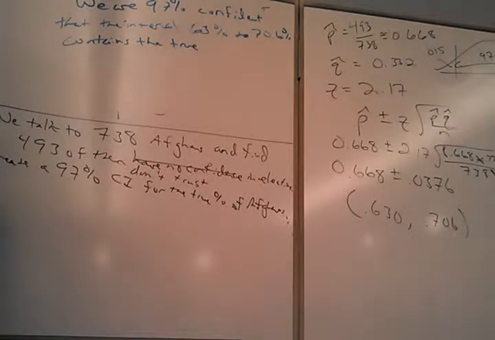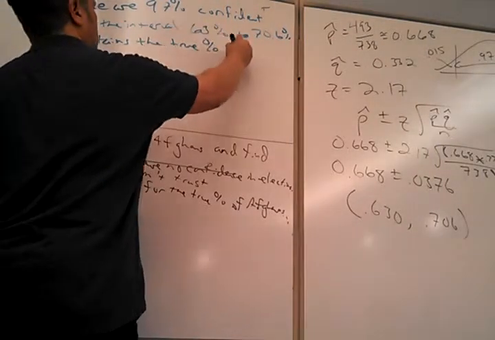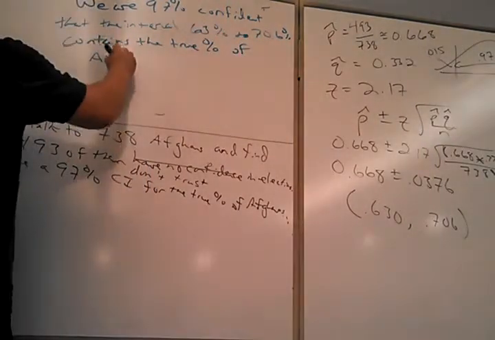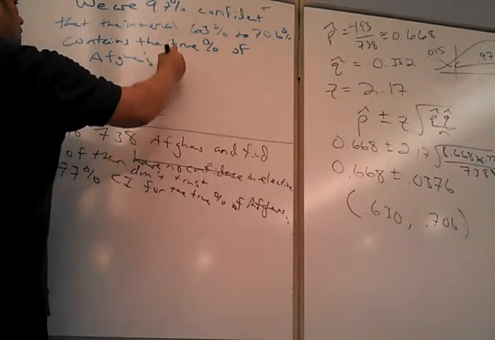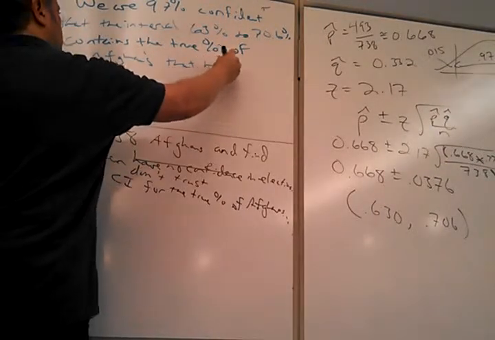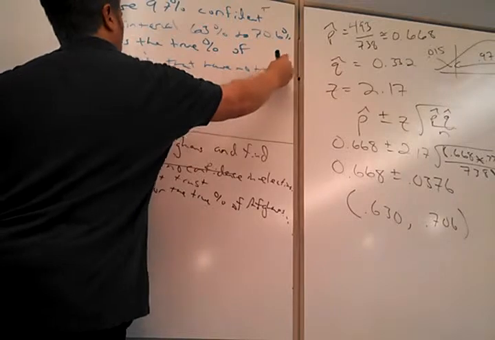This is not a mean problem. This is a percentage problem. So it's going to be one of those two parameters. It's going to be the mean we're trying to catch, or the true percentage we're trying to catch. So it contains the true percentage of Afghans that have no trust in elections.